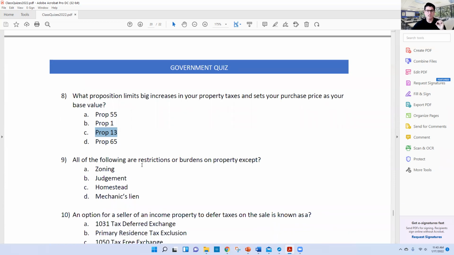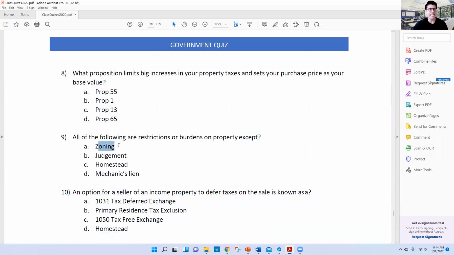All the following are restrictions or burdens on property except. So you're looking for the one that's a positive. So let's take a look. Is zoning, the fact that I can't have llamas in my front yard? No, that's a burden, so it wouldn't be that one. A judgment. I lost a lawsuit and now the person put a judgment lien on everything I own. Well, that might burden my real estate. Homestead. Let's skip that for a second. Mechanics lien. I didn't pay the flooring contractor and he attached a mechanics lien to my home. Well, that's going to burden my house. But what's homestead?